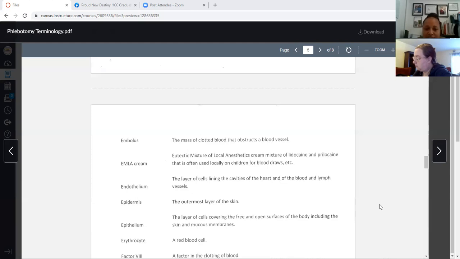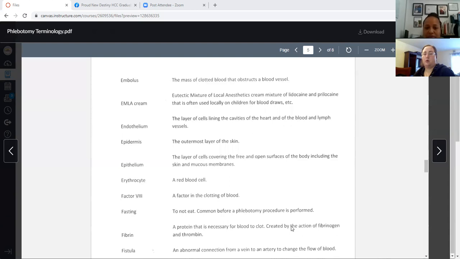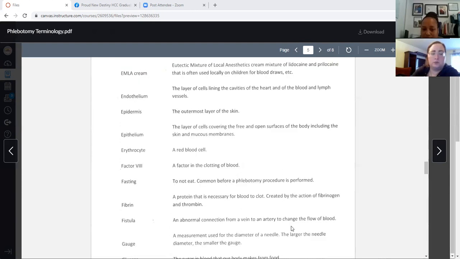Endothelium, that's the layer of cells lining the cavities of the heart and of the blood and lymph vessels. Epidermis, that's the outermost layer of the skin. Epithelium, the layer of cells covering the free and open surfaces of the body, including the skin and mucous membranes. Erythrocyte, you want to highlight erythrocyte. That's the term for a red blood cell.